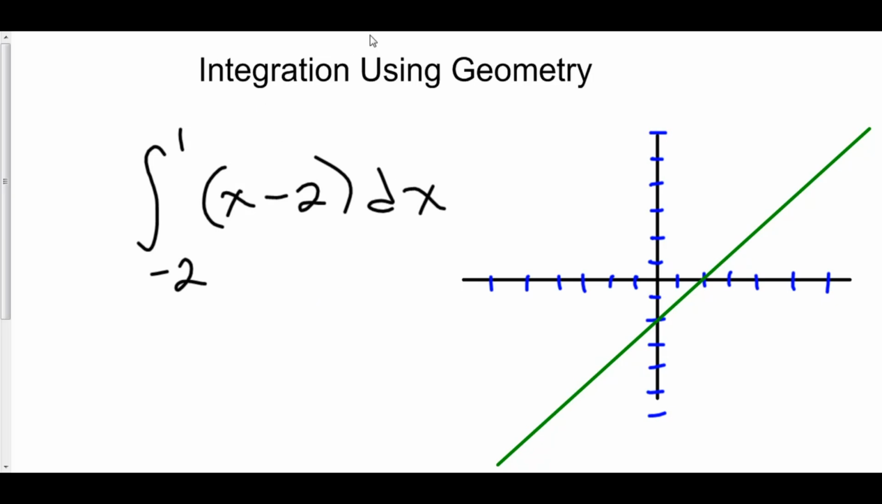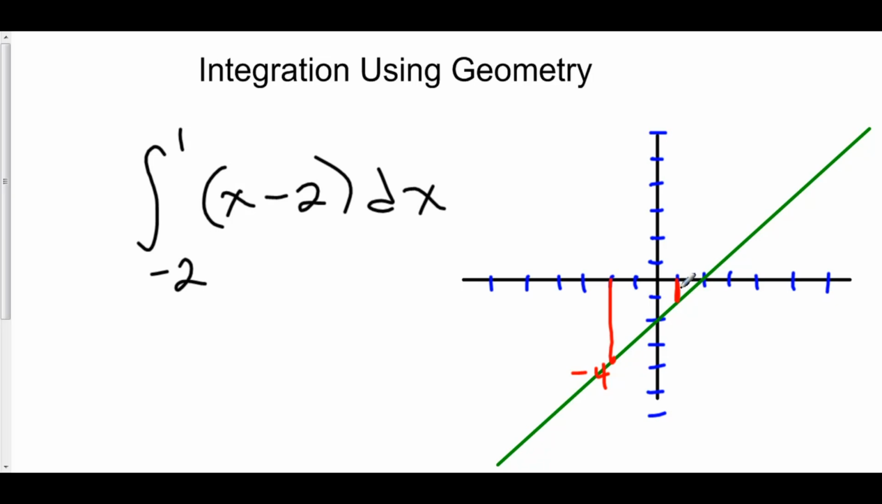Now we're looking from -2 to +1. -2 goes down here, and if we actually look at the function value at -2, we can plug it back in. -2 minus 2 gives us -4. So this function value down there is -4, the point (-2, -4) right here. And we're looking at x equals 1, which is right here.